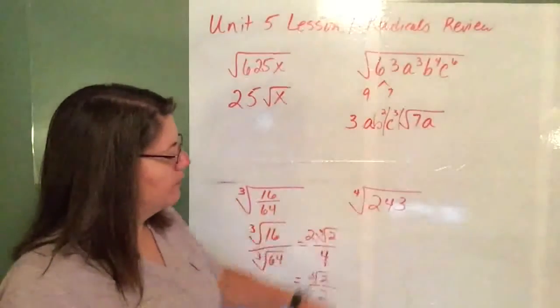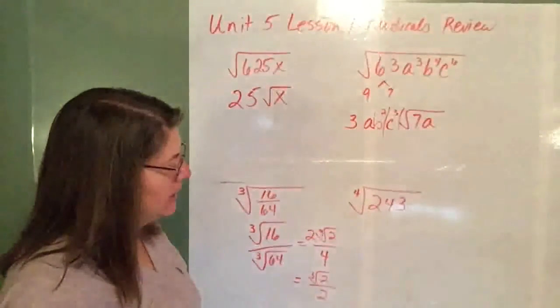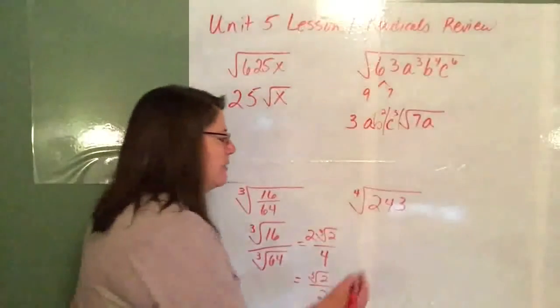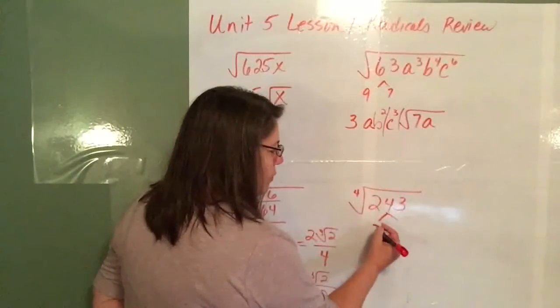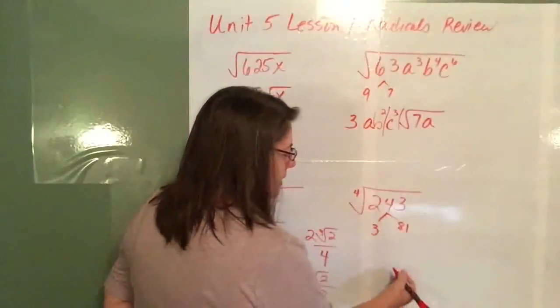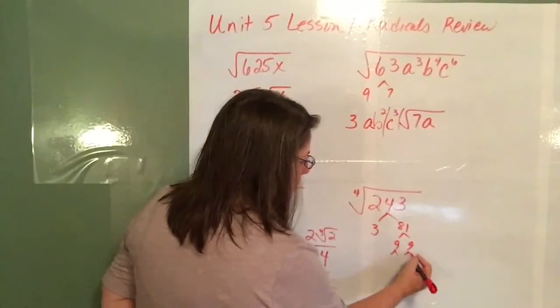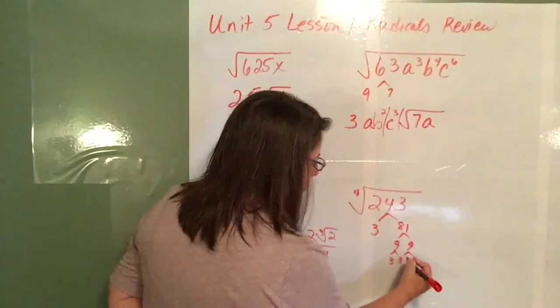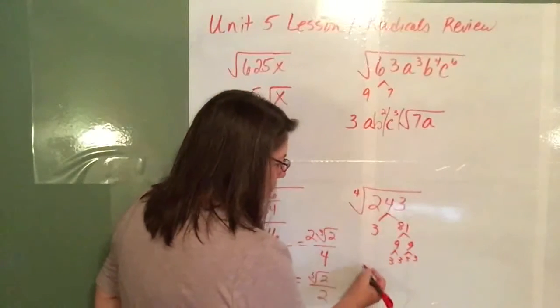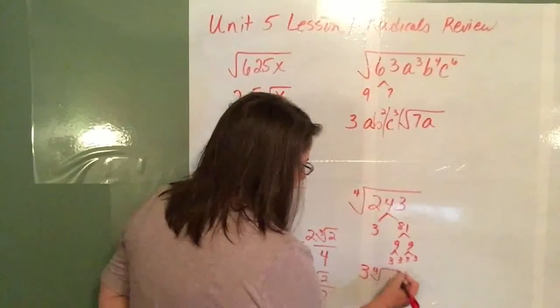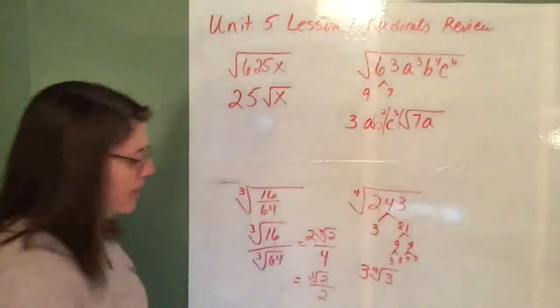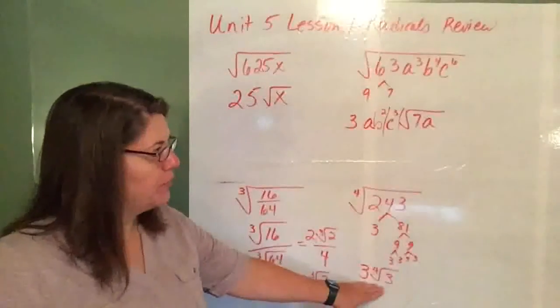And for this one, the fourth root of 243. 243 is the same thing as 3 times 81, and 81 is 9 times 9, and each of those 9s break down into 3's. So we can bring out a 3, and we have a 3 left on the inside. So that's 3 times the fourth root of 3.